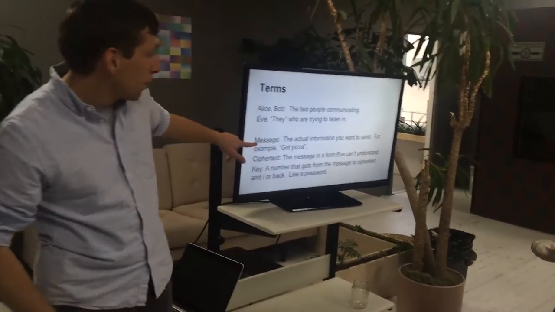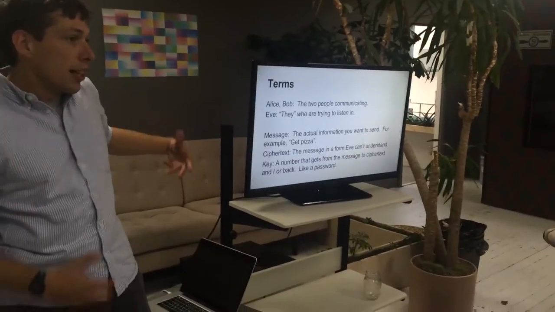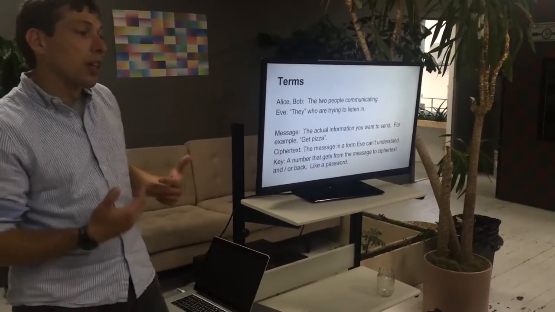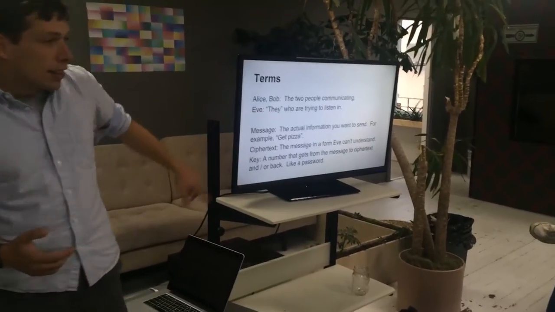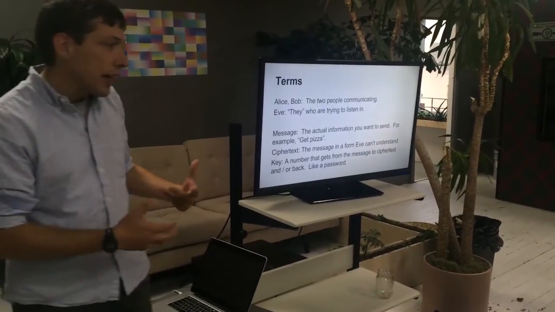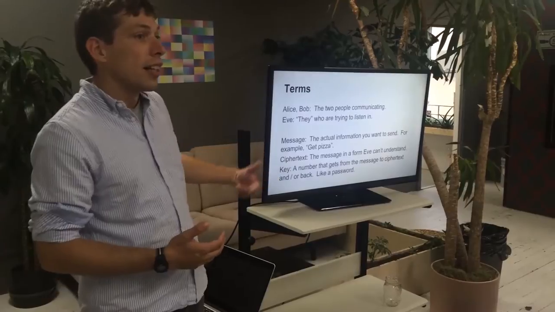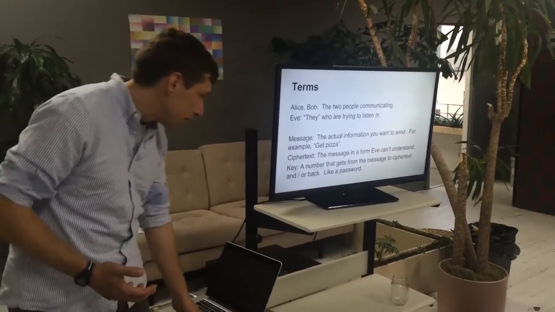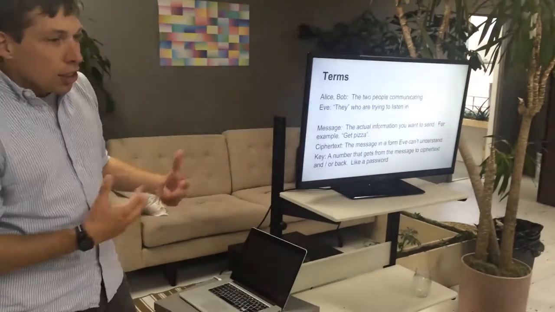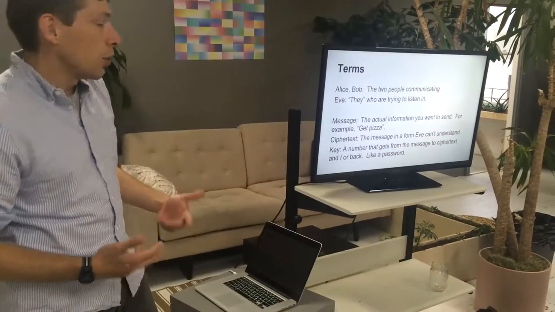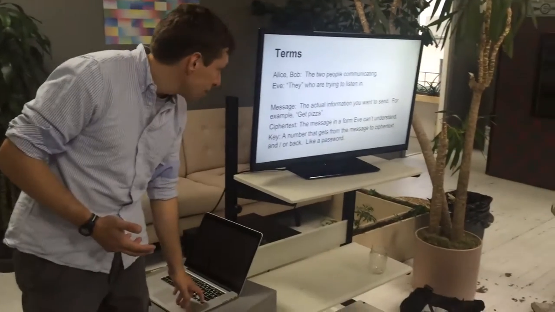Okay, so the message is the actual text, the actual thing that we want to communicate. So Alice wants to give Bob a message. Ciphertext is a message that's been somehow changed so that Eve, when seeing it, has no idea what's going on, hopefully. And a key is some kind of number that turns the message into the ciphertext. So it's like a password, but we'll go into that.